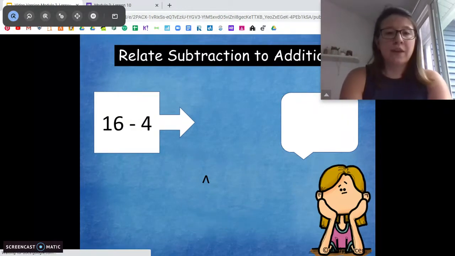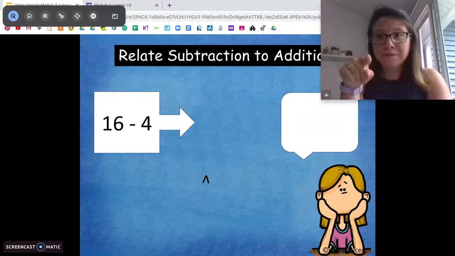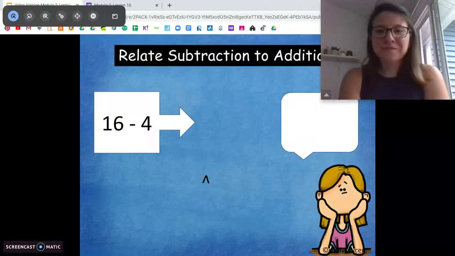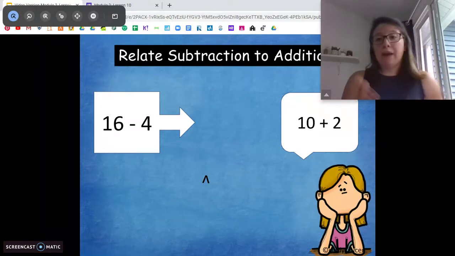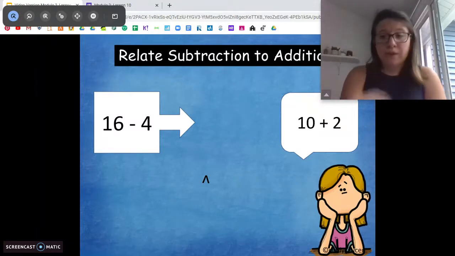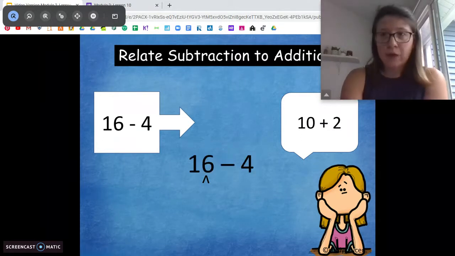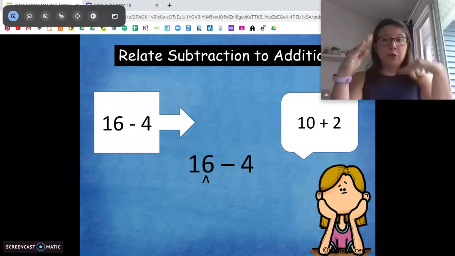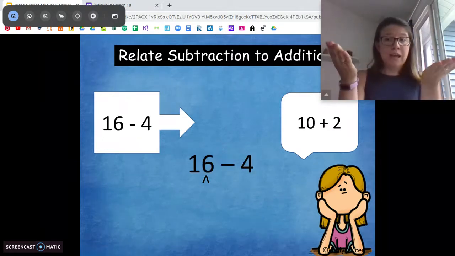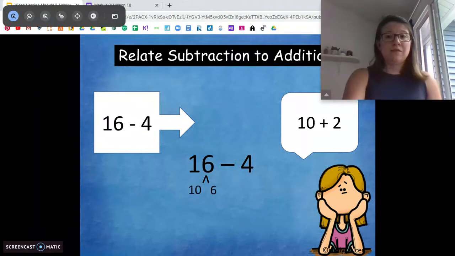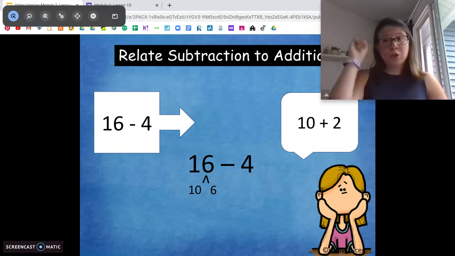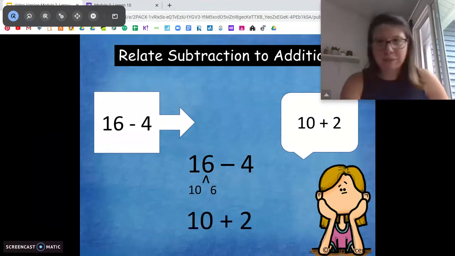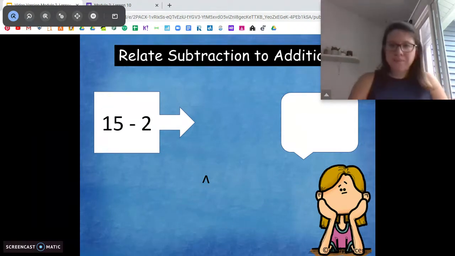All right, let's try the next one. Pause, try it on your own. Ready? Let's go over it. 16 minus 4 is the same as, or equal to, 10 plus 2. That's our 10 plus statement. Let's see how. 16 decomposes into 10 and 6. Good. We take 6 minus 4, which equals 2. We get 10 plus 2. Awesome work.